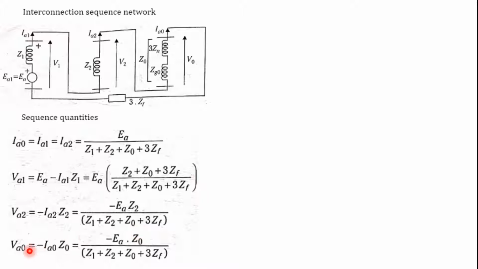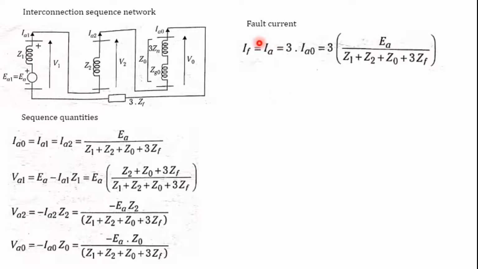Okay, and VA0 is equal to minus IA0 Z0. So substitute this value IA0. Okay, we will get minus EA into Z0 divided by Z1 plus Z2 plus Z0 plus 3ZF. Okay, so we have to calculate the fault current. Here we are considering that the fault current is in circuit A. Okay, IA can be written as 3 times IA0. What is IA0? This equation. So this equation we need to substitute here: EA divided by Z1 plus Z2 plus Z0 plus 3ZF.